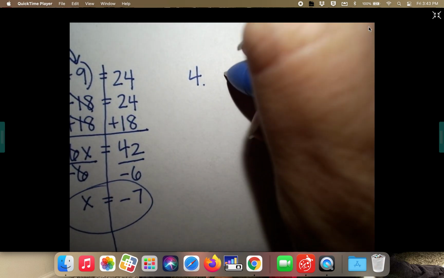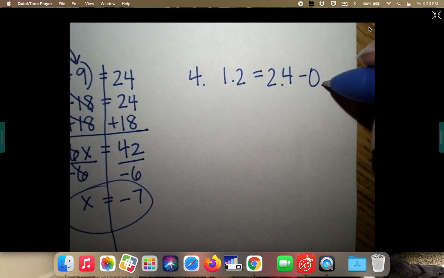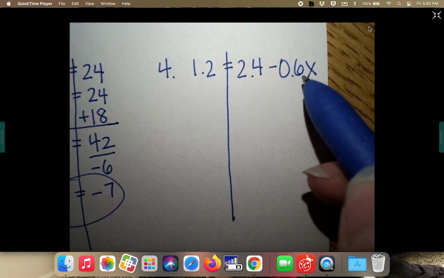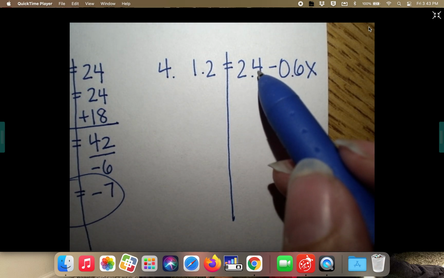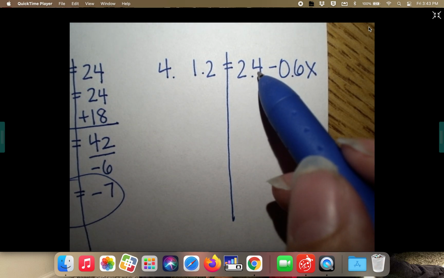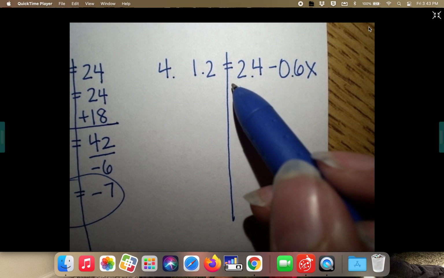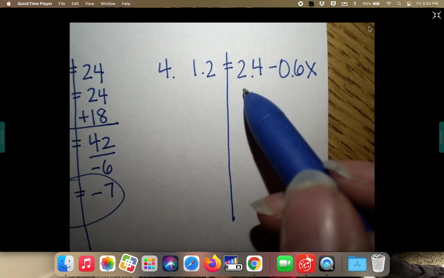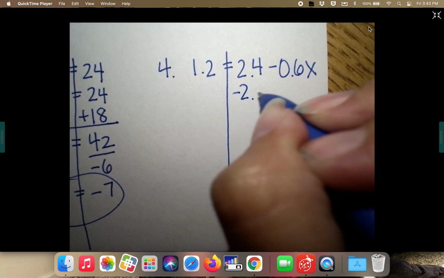It is 1.2 equals 2.4 minus 0.6x. All right. Leave the minus 0.6x together and get rid of the 2.4. Are we going to add it or subtract it to get it to go to 0? It looks like you want to add it because there's a subtract, so adding would be the opposite, but think it through. 2.4 plus another 2.4 would not be 0. We would not be able to cancel it. So you should say subtract it.